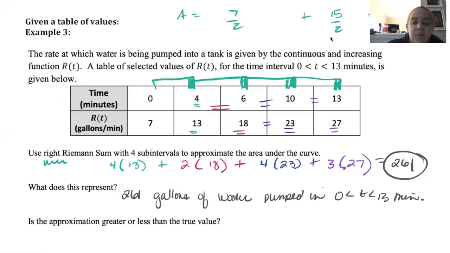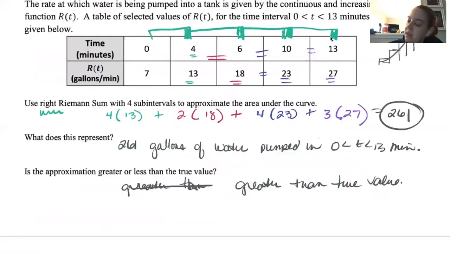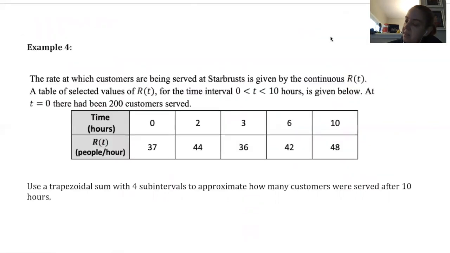Is the approximation greater or less than the true value? We know that it's increasing, so we know it's going uphill, and we used right Riemann sums. So think about that picture that we had on the first page. Increasing right Riemann sums. So this is an overestimate, so this is greater than the true value. I can't write this morning. Greater than true value. Okay. Excellent.